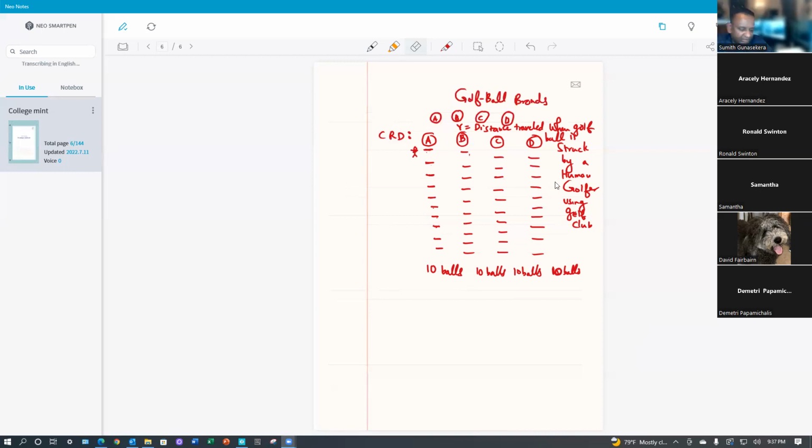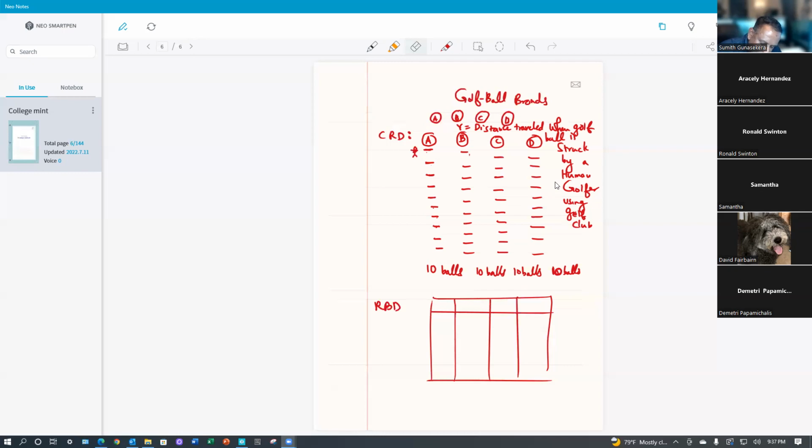Instead of that, I'm going to block this one, an RBD. RBD means I'm going to block and ask one person to come and hit on all of these, and they are randomly assigned. Let's say the first one hits on D ball, B1, C1, and A, like that. The second golfer might go A, C, B, D, like that, and keep going. And the last one, the 10th golfer, goes simply A, B, C, D. So they get a chance to hit on all of them.